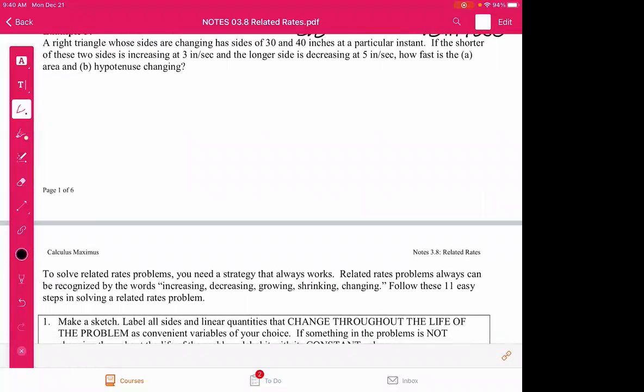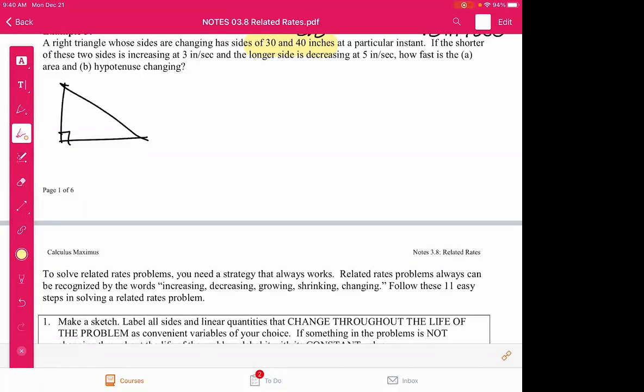Okay, so right triangle, I'll draw this one because who knows what they're giving us for this. A right triangle whose sides are changing has sides of 30 and 40 inches at a particular instant. If you can picture this triangle, who knows what's happening to it. One side might be getting smaller, the other side might be getting longer. They might both be getting longer, who knows? But we do know at a particular instant that the sides are 30 and 40.